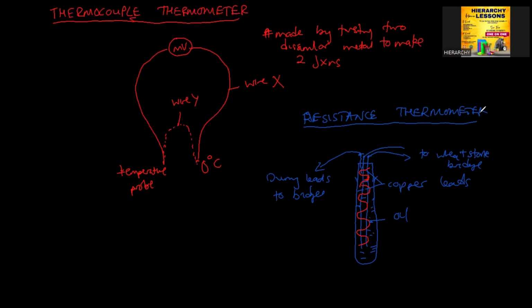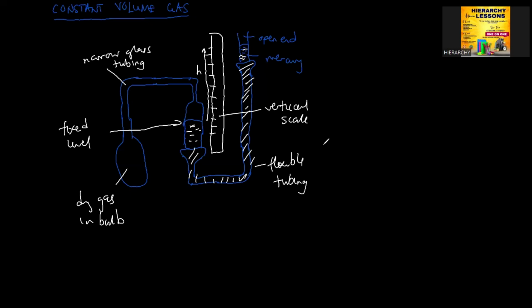That's how the resistance thermometer works. A resistance thermometer and a thermocouple thermometer are robust thermometers. You go and look at a nice diagram so that you can appreciate it. This was just a rough sketch. So let's move on to the constant volume gas thermometer.